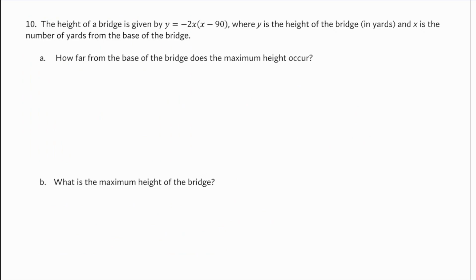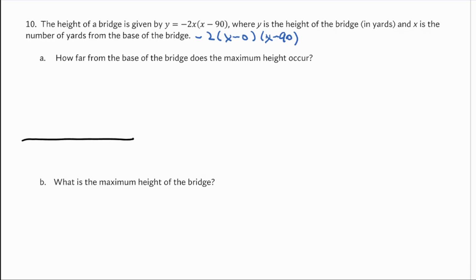All right, this next one is the height of a bridge is given by y equals negative 2x times x minus 90, where y is the height of the bridge in yards and x is the number of yards from the base of the bridge. I have a feeling this is going to be a really steep bridge, but I don't know. Oh, I guess 90 is really far away from 0, so thinking about intercept form, this is negative 2 times x minus 0 times x minus 90. So I know that the intercepts are at x equals 0 and x equals 90. And I know that it's a downward facing parabola because it has that leading coefficient that's negative 2.